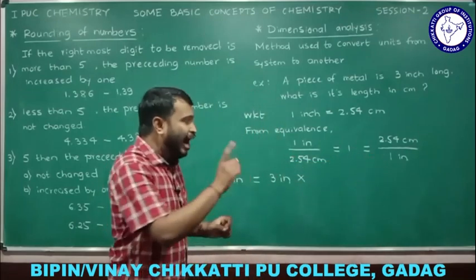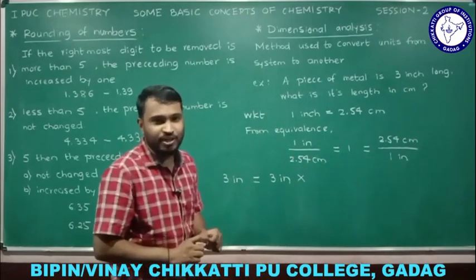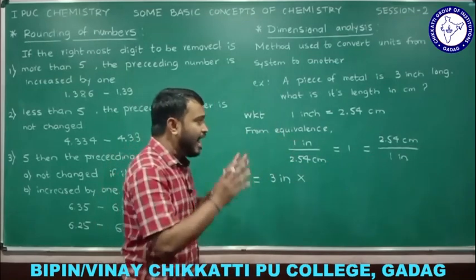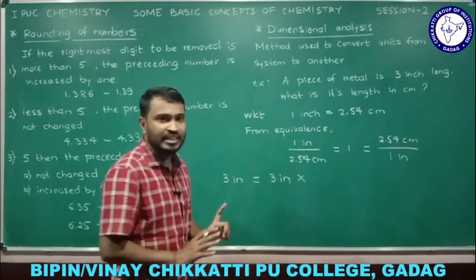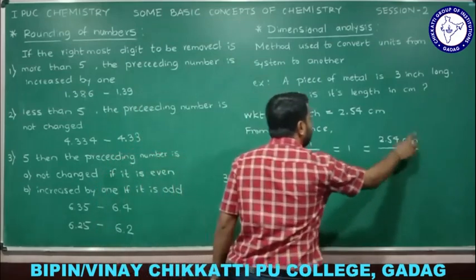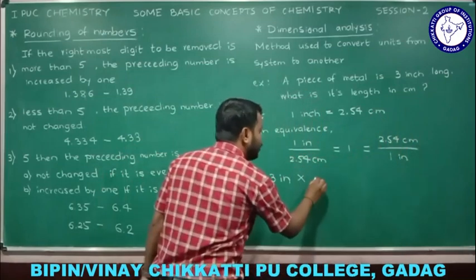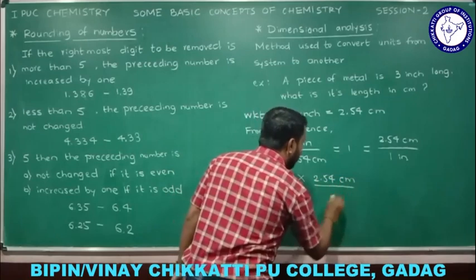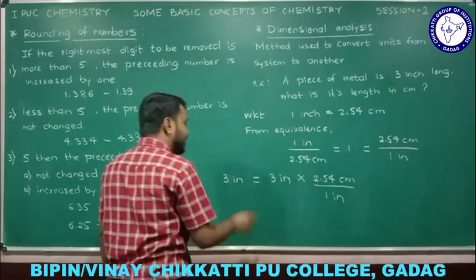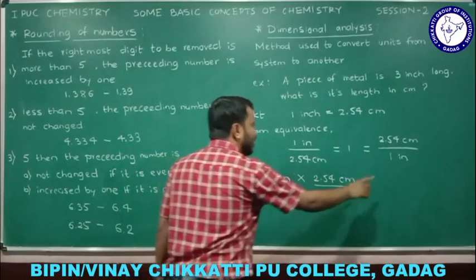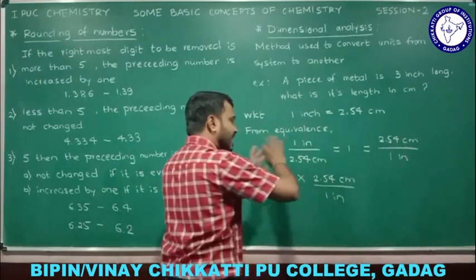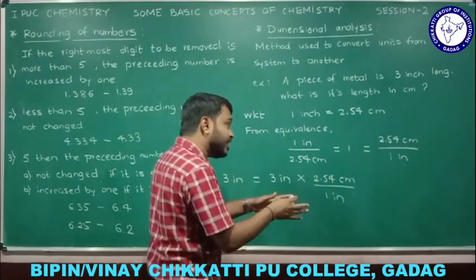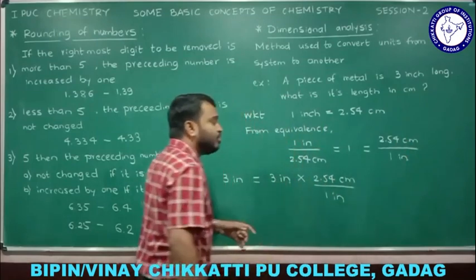The question is, out of these two, which one is going to be used? That depends on in what way you are converting the units. I am going to convert inch into centimeter, therefore I am going to use this one. Into 2.54 centimeter divided by 1 inch. Inch is going to be converted to centimeter, so I am going to use centimeter in the numerator because finally I need the answer in terms of centimeter. If I needed the answer in inch, I would have taken the other as the unit factor.